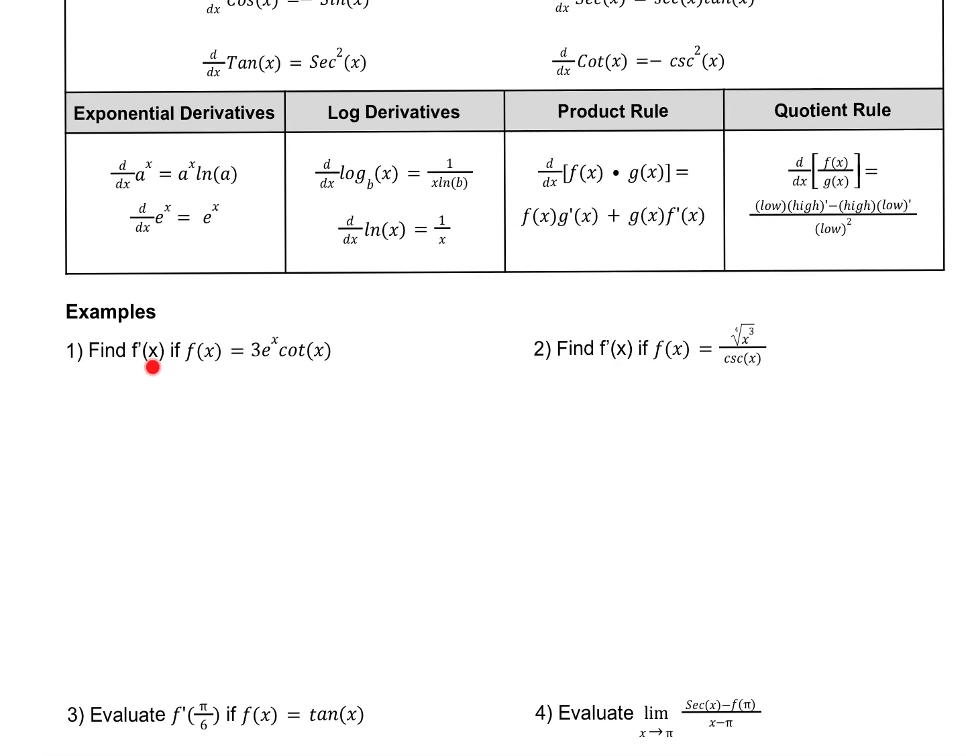So the first problem says find f prime of x, or the derivative, if f of x equals this. So what you should notice is that this is a product rule. We're multiplying these two things together. So this first equation I can call f of x, or my first, and my cotangent of x I can call my g of x, or my second. So for a product rule, remember the formula is first times the derivative of the second, plus second times the derivative of the first. So f prime is my first, 3e to the x, times the derivative of the second.